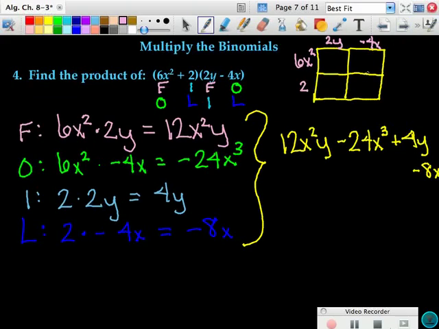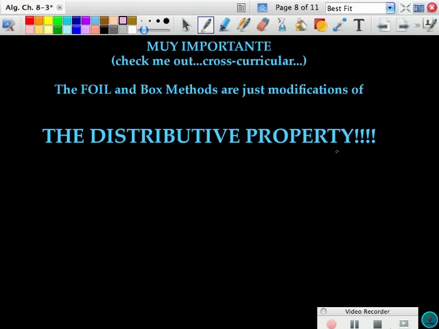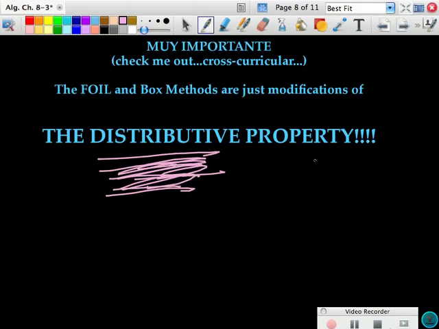Okay, now, muy importante. Yeah, that's right. Bring it in Spanish. Sorry if you're a French person. My bad. The FOIL and box methods are just modifications of the distributive property. We're just using the distributive property. All right? That's all we're doing. That's all we've done before. We are just continuing it.